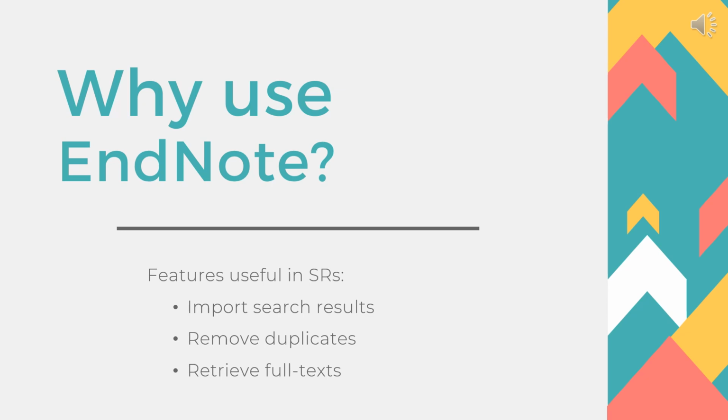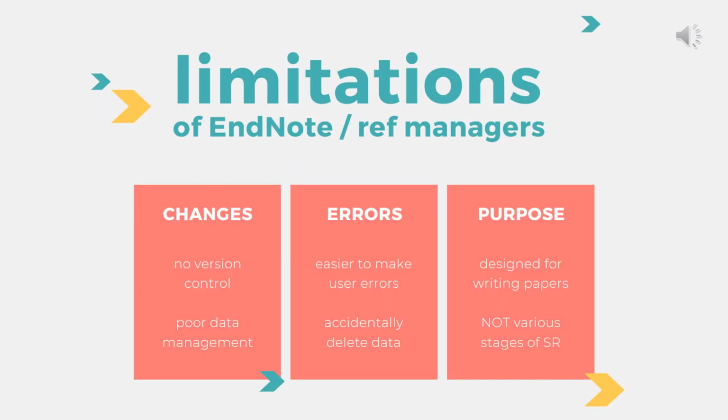It's possible to import searches from different scientific databases, and there are features to remove duplicate records and retrieve full-text PDF files. While these features are great, there are also limitations of using reference manager software in systematic reviews. Firstly, software such as EndNote does not allow version control, so it can be hard to see and keep track of your records from your initial search down to your included studies.